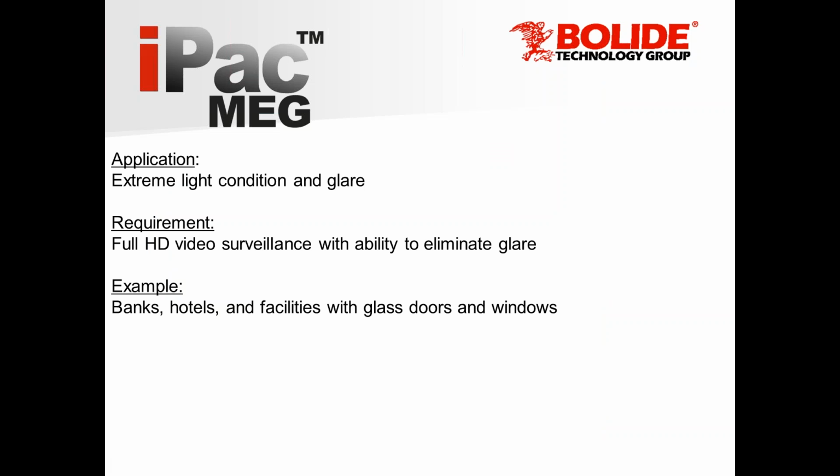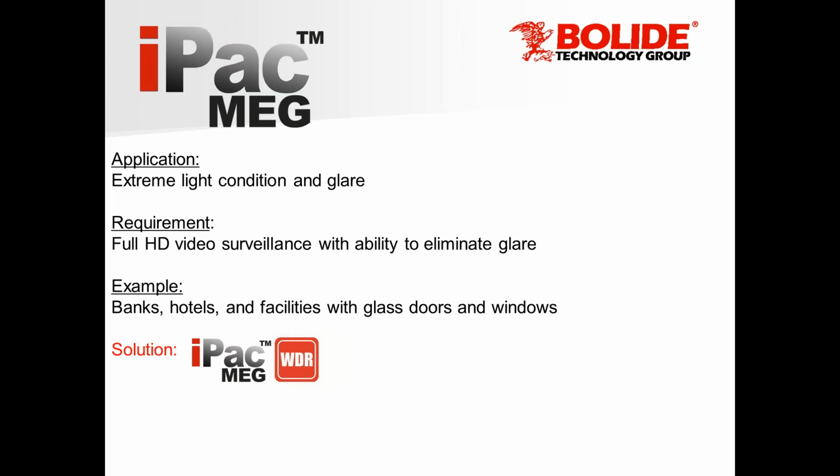Next application, extreme light condition and glare. Requirement is a full HD video surveillance with the ability to eliminate glare. Examples will be banks, hotels, facilities, anything with glass, doors, and windows that if opened, a bunch of sunlight comes in or sunlight comes in through the windows.